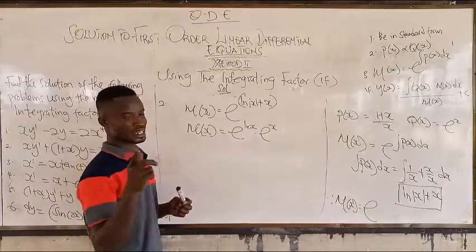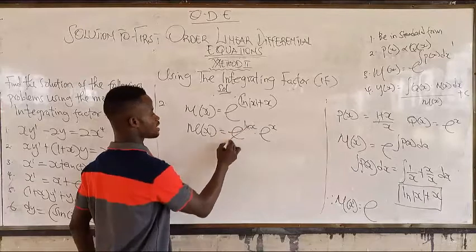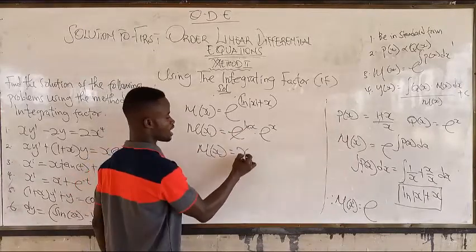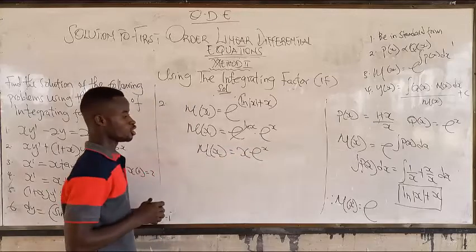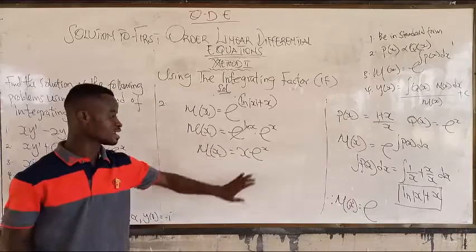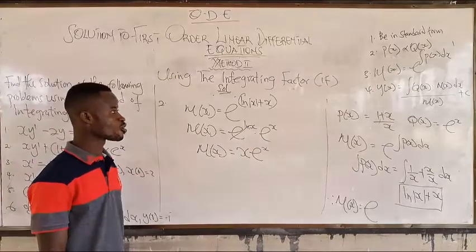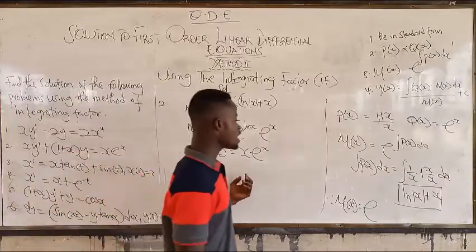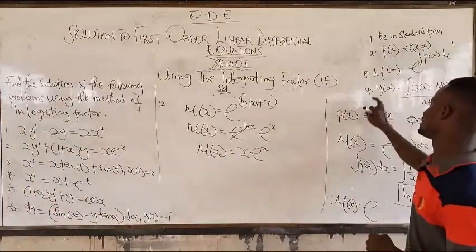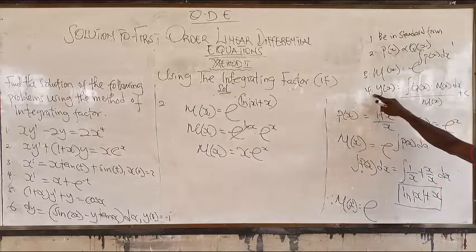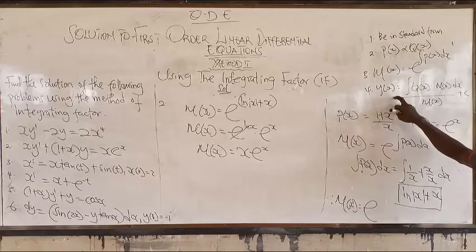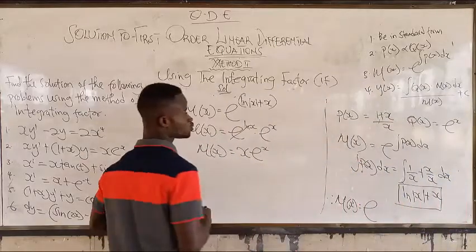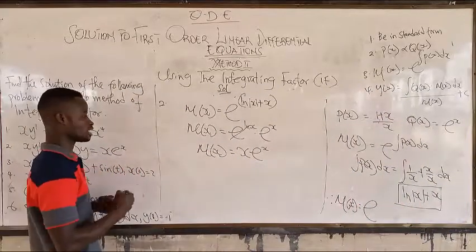So you can see clearly that here this will go, for us to get our integrating factor to be x e raised to the power x. So now this is our integrating factor. Alright. Now if this is our integrating factor, then we go for the fourth step, that is finding the general solution. Here, we don't want you to memorize the formula, just know it.